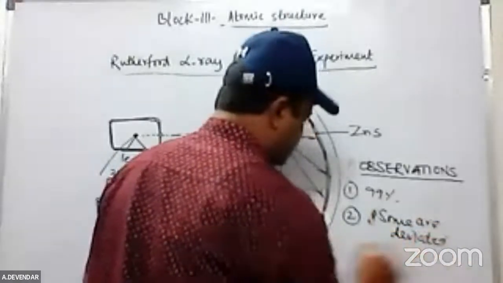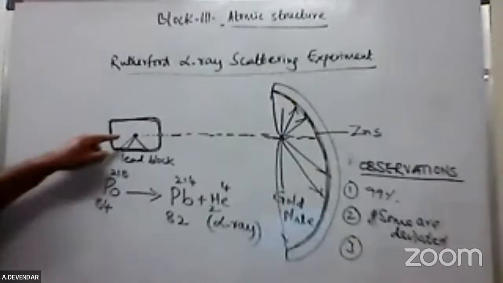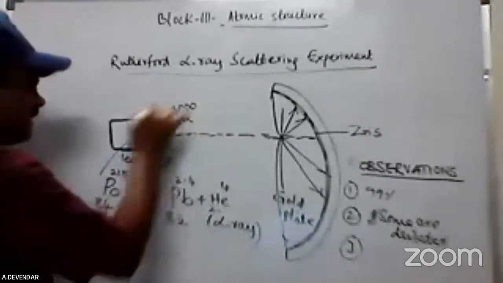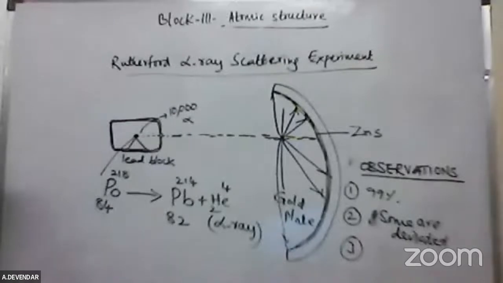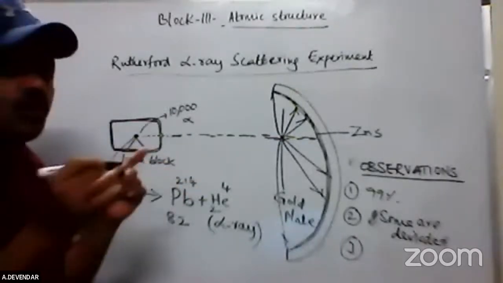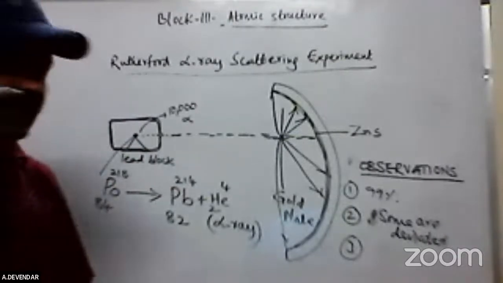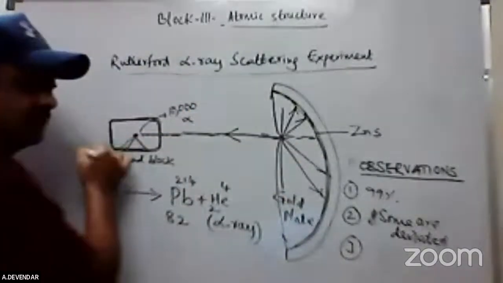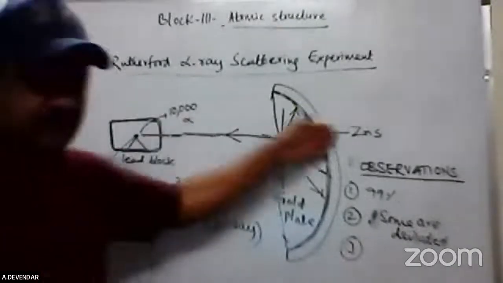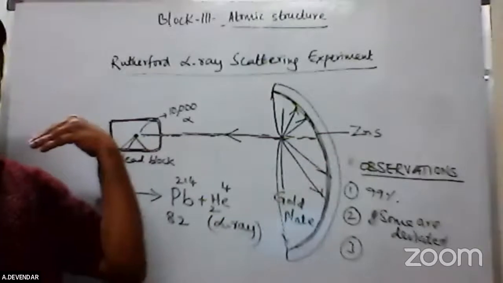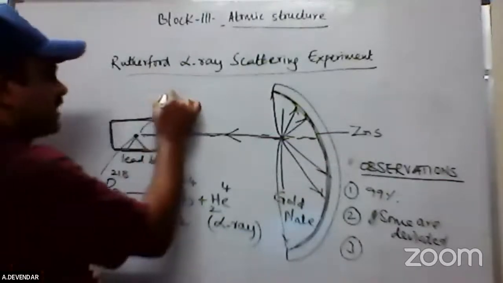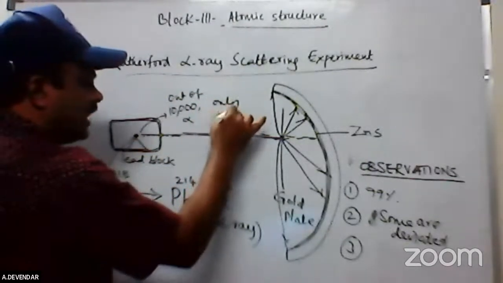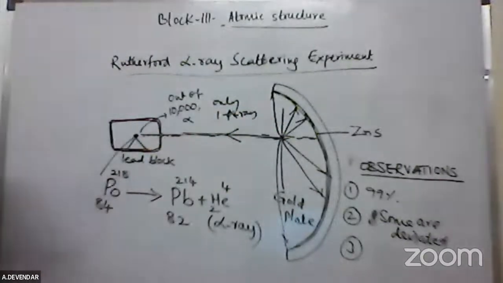Third point he observed: suppose the source is emitting 10,000 alpha particles. Out of these 10,000, only one particle hits and comes back. It is not passing or deviated. It is reflected back along its back path. Only one out of 10,000 alpha rays comes back.